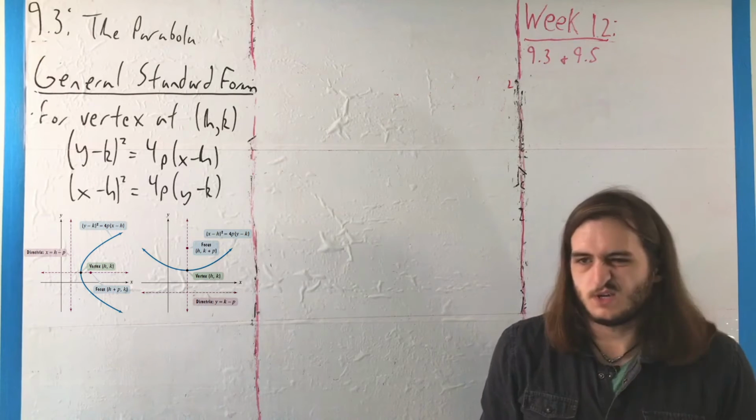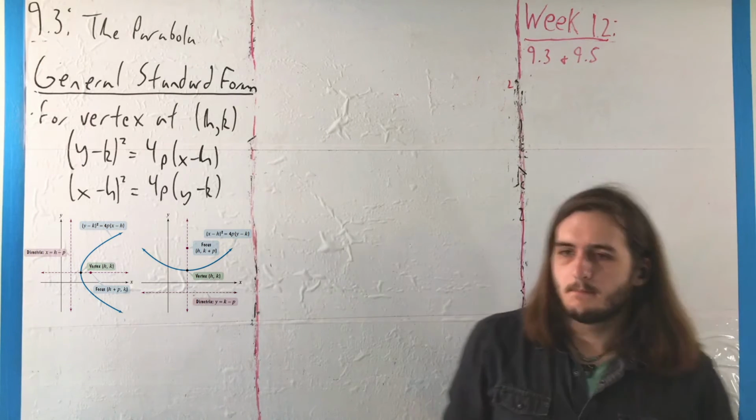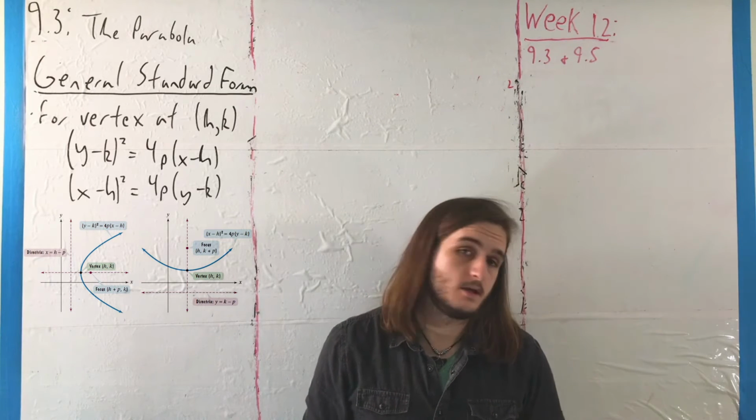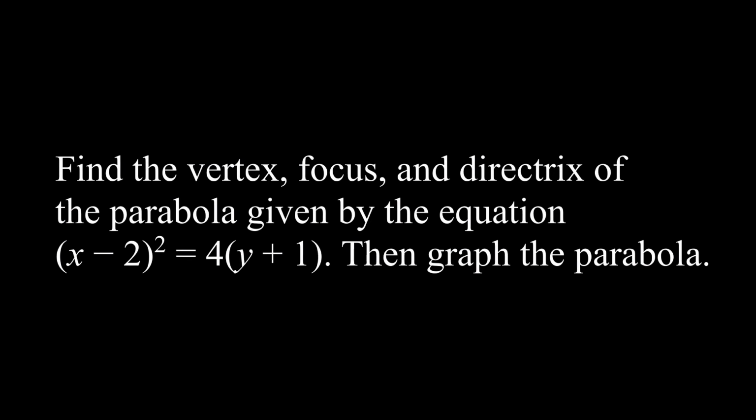Like I said, it's a shape, a pattern, a thing that you should be somewhat familiar with by this point. But to keep building our understanding here, we're going to look at another quick example. So here we want to find the vertex, focus, and directrix of the parabola given by the equation (x minus 2) squared equals 4 times (y plus 1), then graph the parabola.